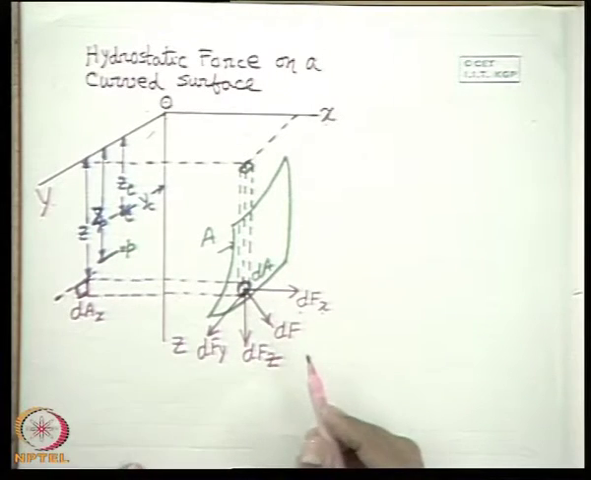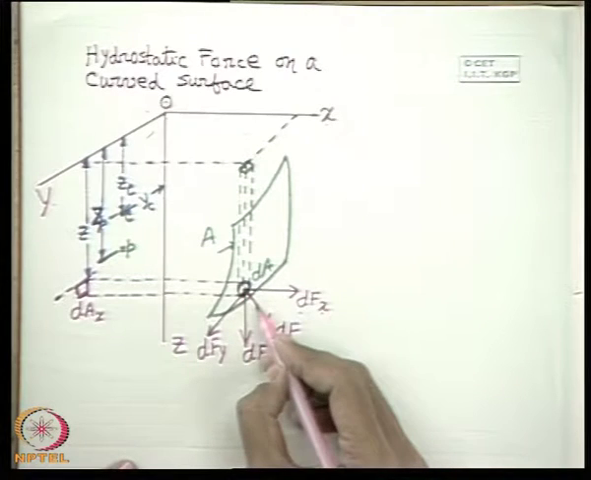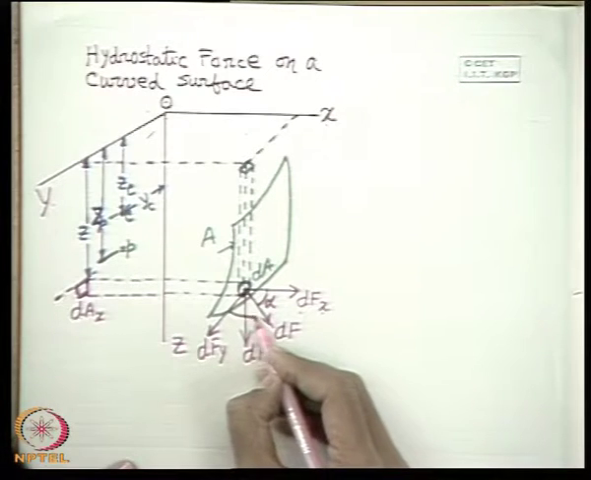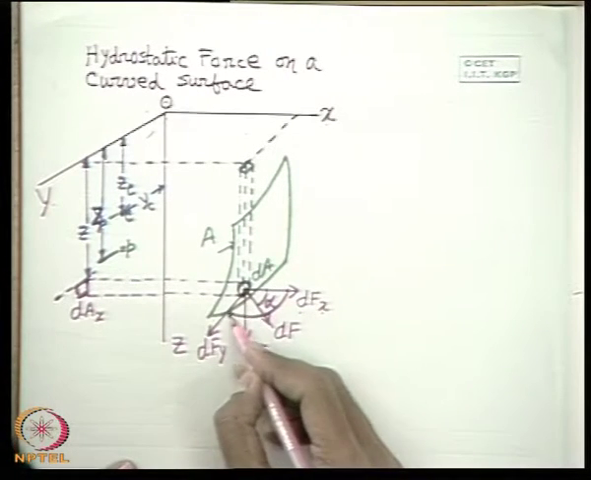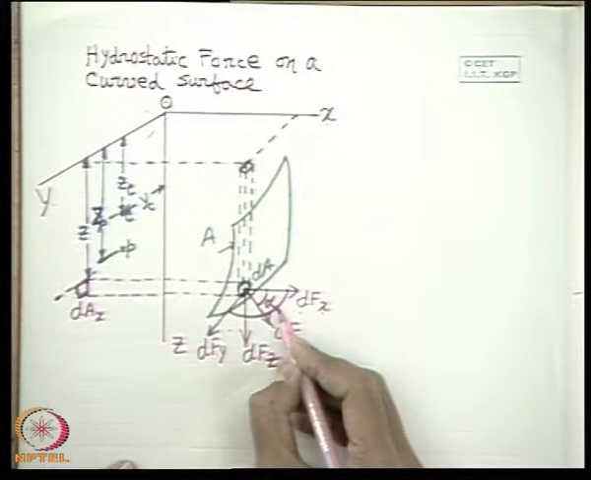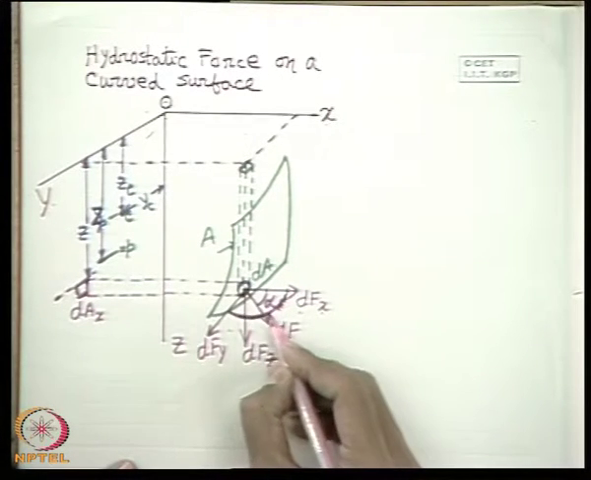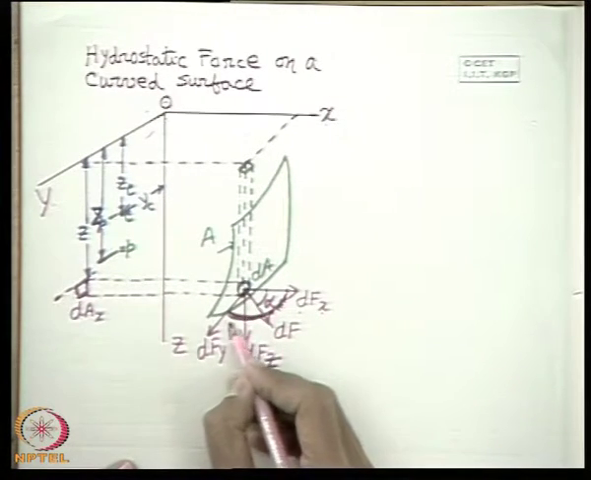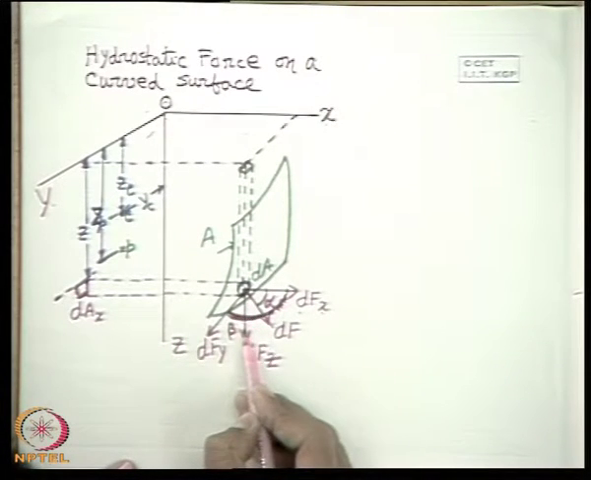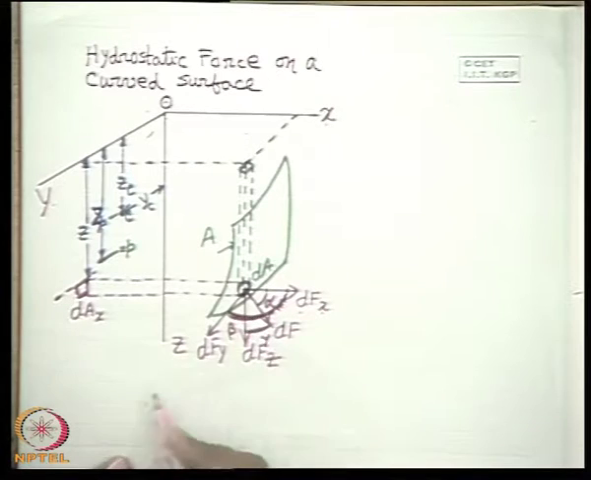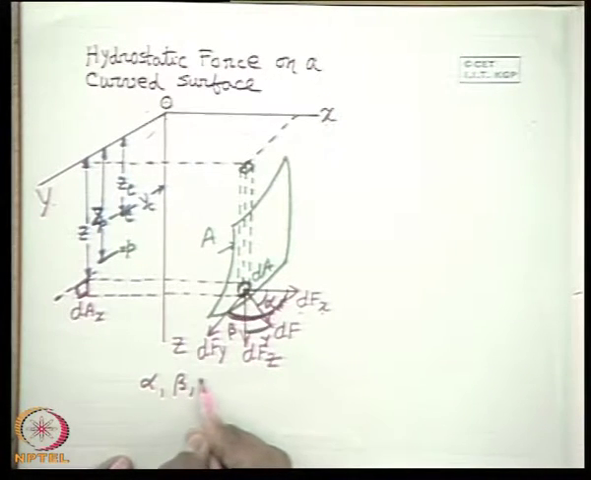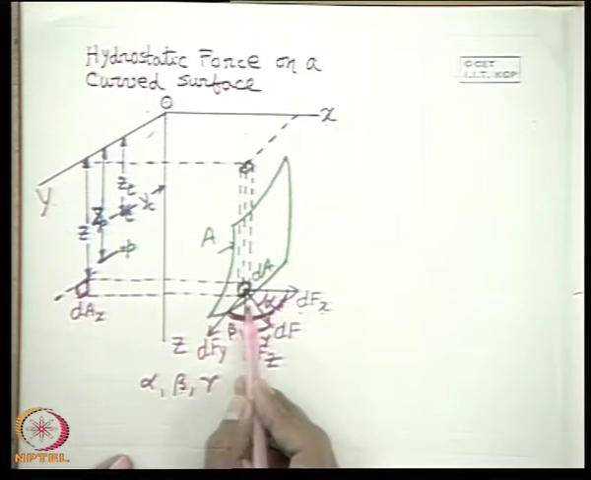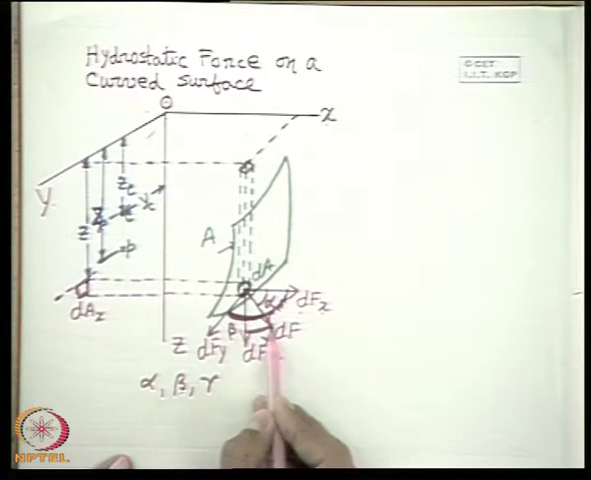Now, if we assume that the normal to this surface makes an angle alpha with the x coordinate, the normal to this with the y axis makes an angle beta, and the normal to this with the z axis makes an angle gamma. That means alpha, beta and gamma are the angles made by the normal to this area with the x axis, with the y axis, and with the z axis.